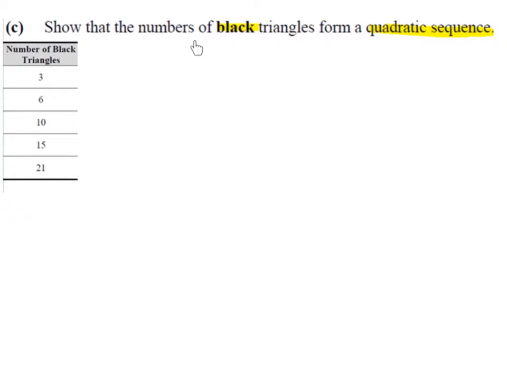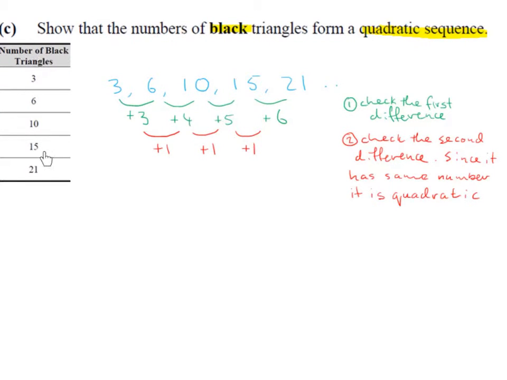Part C, show that the numbers of black triangles form a quadratic sequence. So these are the number of black triangles, 3, 6, 10, 15 and 21. So if we write the numbers out crossways, we can get the difference between each term, and then we have to get the second difference to prove that it's quadratic. So we've got 3, 6, 10, 15, 21.